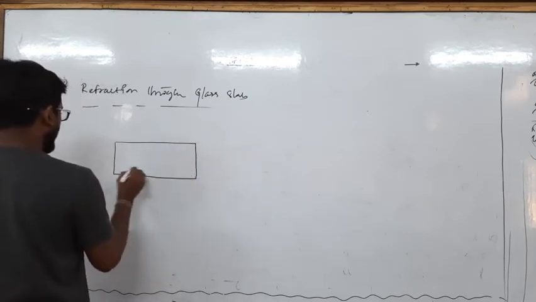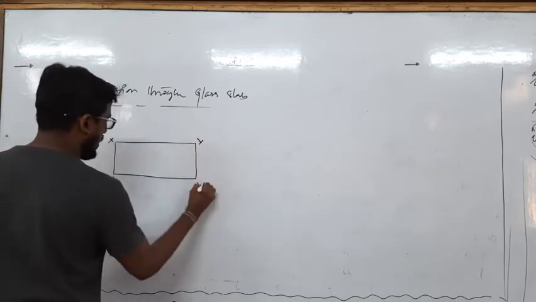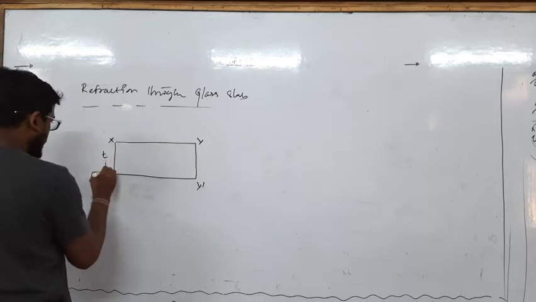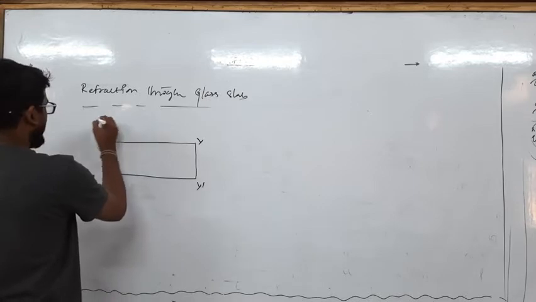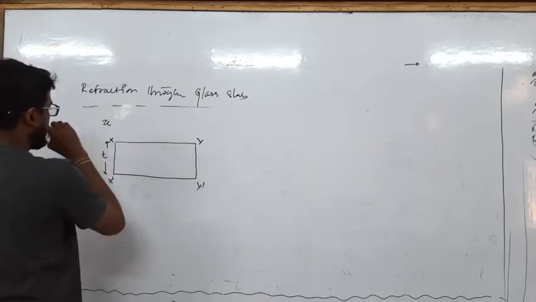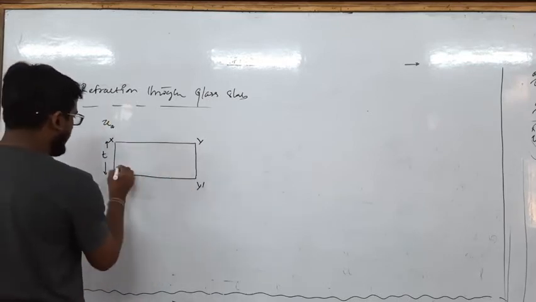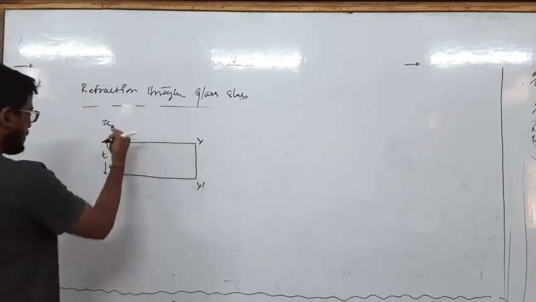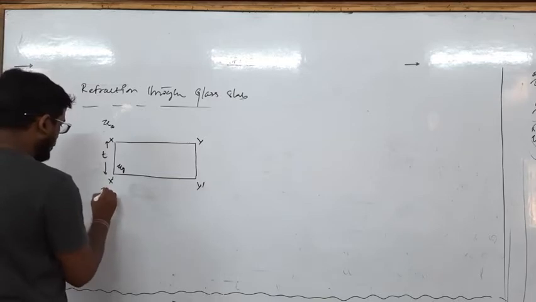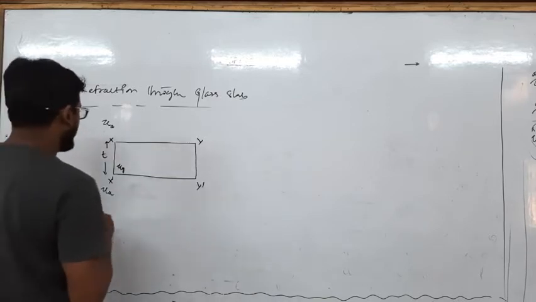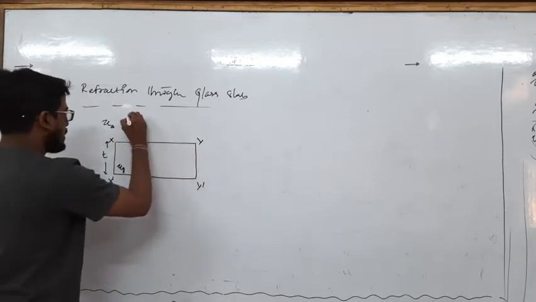Let the name of the glass slab be X, Y and X dash, Y dash. Let the thickness of the glass slab be T. Here the medium surrounding the glass slab is air, let it have refractive index mu A, and the refractive index of the glass slab be mu G. Similarly, the lower surface X dash Y dash is also surrounded by the same air medium, with refractive index mu A.